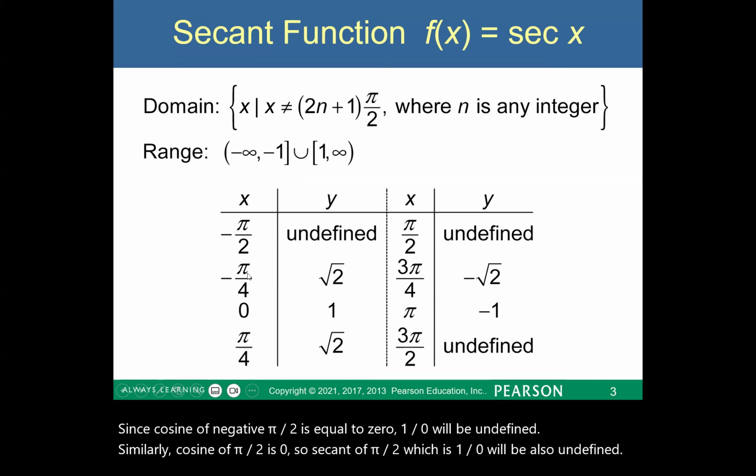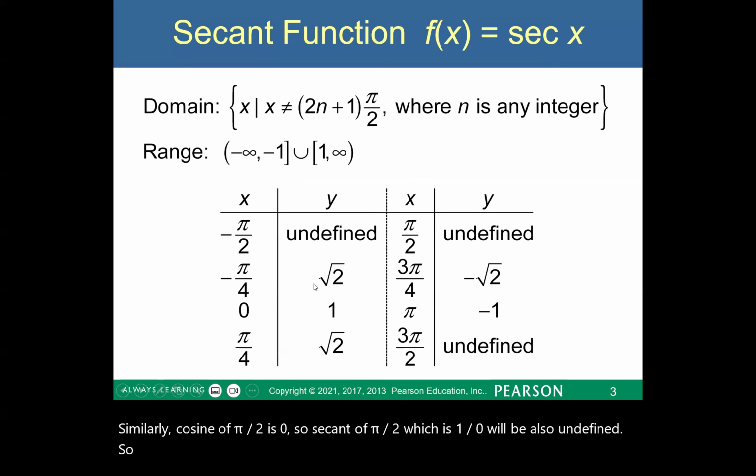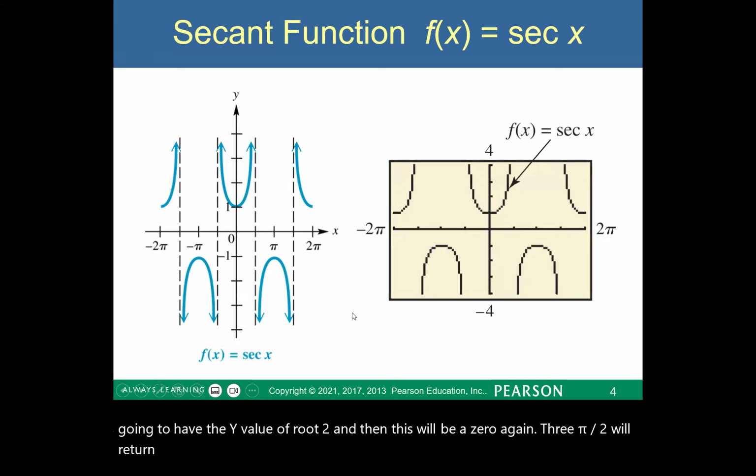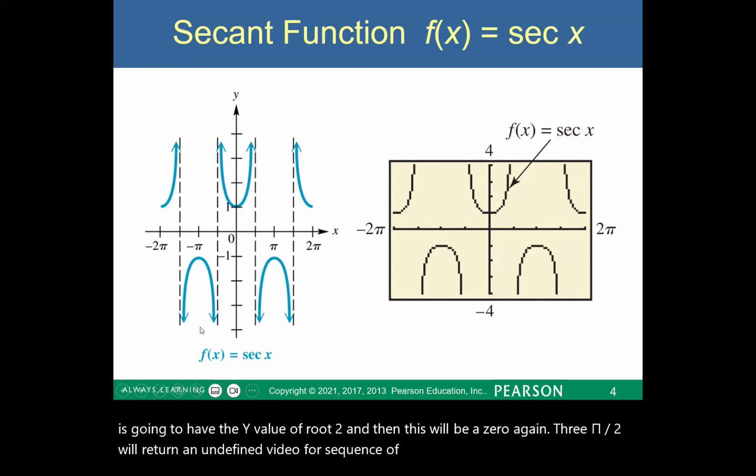So then negative pi over 4 is going to have a secant value of root 2. Positive pi over 4 is going to have the y value of root 2. And then this will be a 0. Again, 3 pi over 2 will return an undefined value for secant of x. It is important that you are familiar with the secant of x graph.